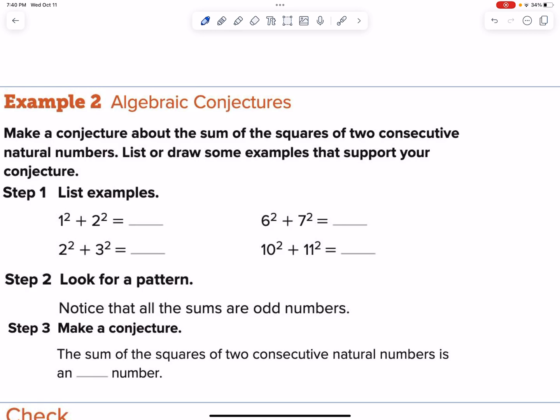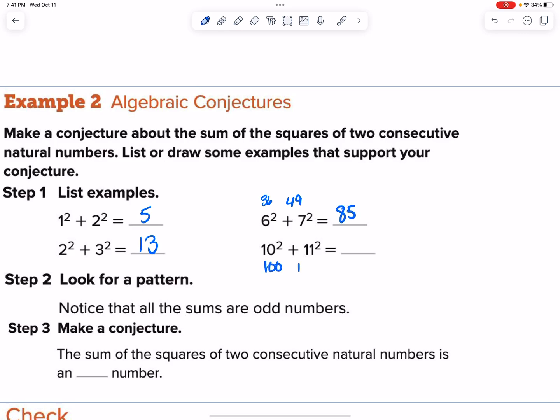1 and 2 really just don't seem sufficient to make a general broad statement about a case that would happen all the time. So as we look at this, 1 squared plus 2 squared is 5. 2 squared is 4. 3 squared is 9. We add those up, that's 13. 6 squared is 36 plus 7 squared is 49. We add those together, we get 85.